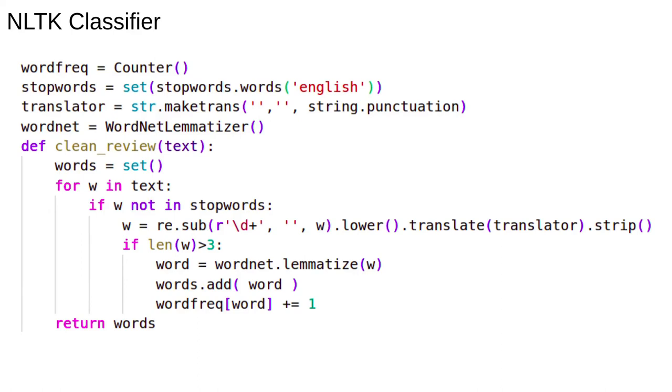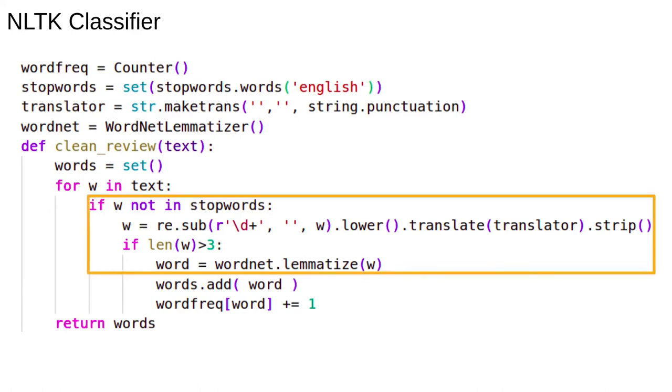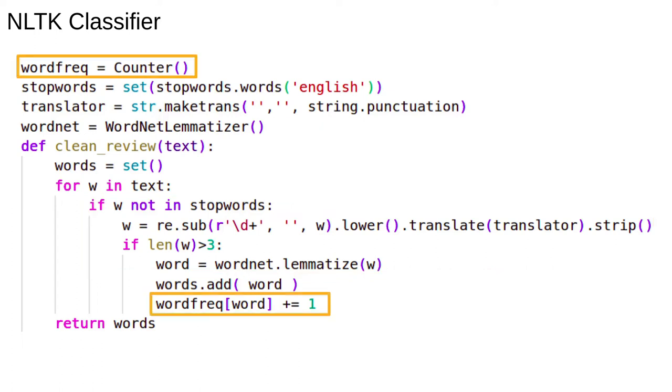There's a lot going on here, but it's mostly stuff we've seen before. This is the text cleaning part. In summary, it removes stop words, digits, lower cases, removes punctuation, removes whitespace, and then removes words with 3 or fewer characters, and lemmatizes the remaining words. We keep a counter of all the valid words in the corpus, and then return a set of all the unique words in that document.